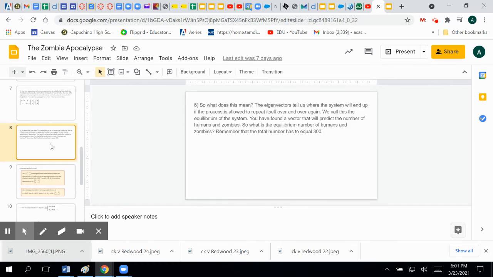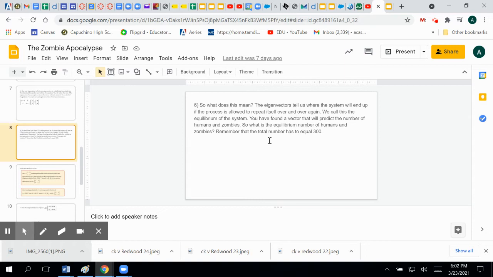All right, so what does this mean? The eigenvectors tell us where the system will end up if the process is allowed to repeat itself over and over again. So what is the equilibrium number of humans and zombies? Well, we know that our total number has to equal 300 because humans are becoming zombies, zombies are becoming humans, but nobody's actually leaving the system. Nobody's dying, nobody's coming, nobody's going. They're all quarantined inside of Cappuccino High School, if you remember the original storyline.